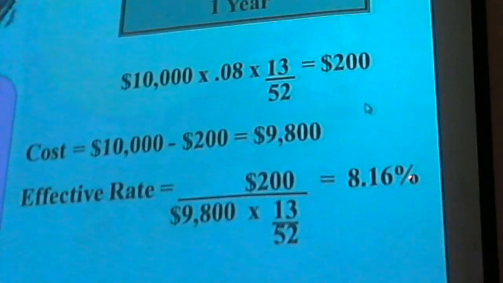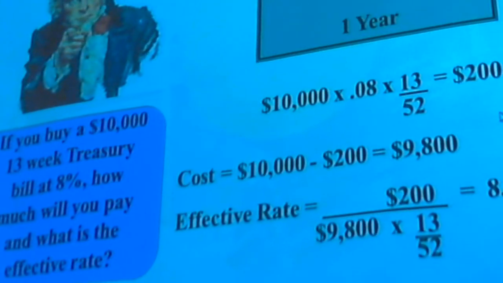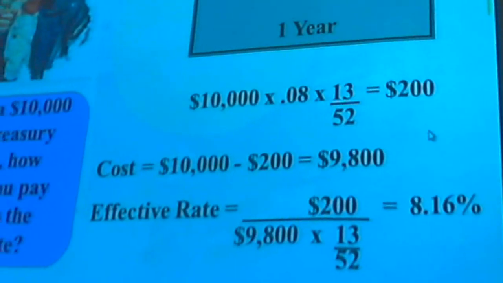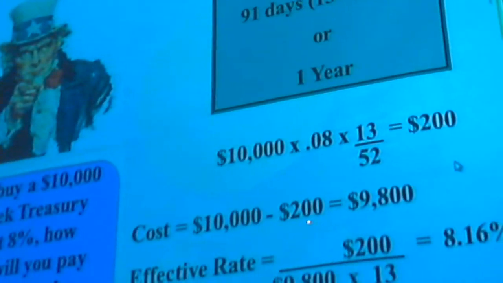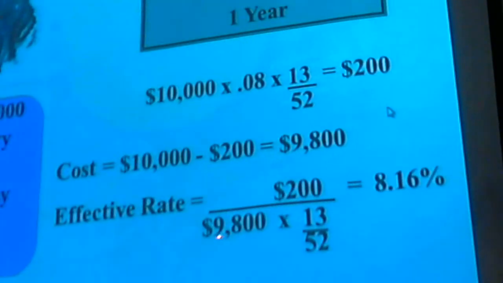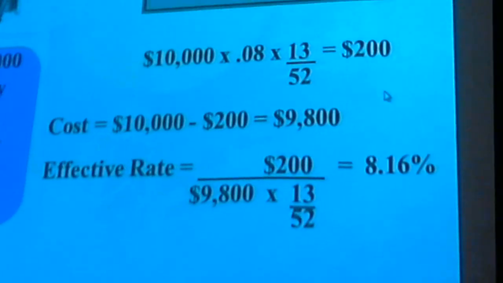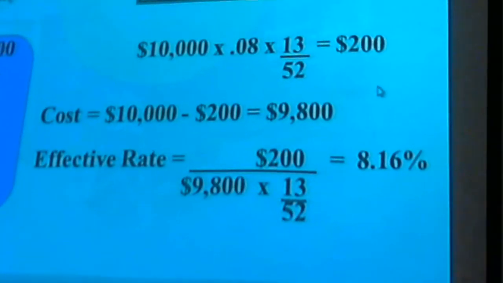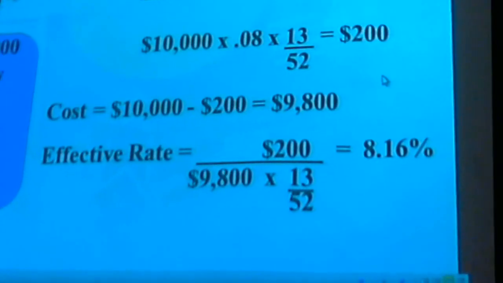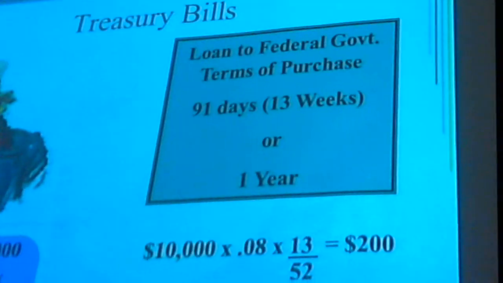Now what do you notice? 8.16 is higher than 8%. Why is that? Because if you took out the $200, which made this $9,800, if this was $10,000, this would come out to exactly 8.0. So you pay them $9,800, and over time they will pay you back $10,000. That's basically how it works.